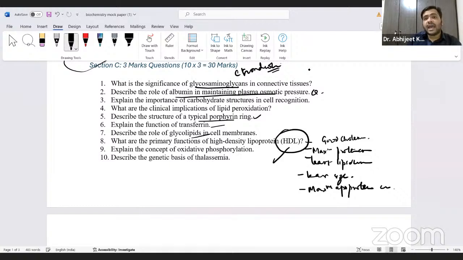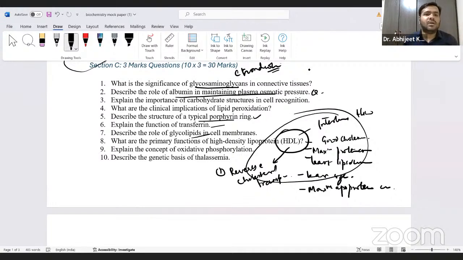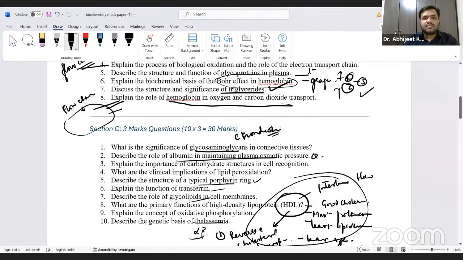This is actually helping in the main function, which is reverse cholesterol transport. You have to tell about this reverse cholesterol transport that we have already discussed in detail. HDL is basically formed from the intestine and the liver. These are the main points that you have to include while writing about this. Thalassemia, alpha and beta thalassemia, we have already discussed. You have to take the main points first, write the headings, include these points, and then write about it.